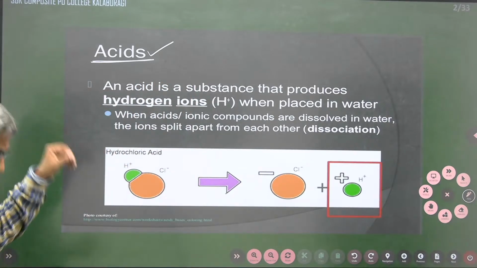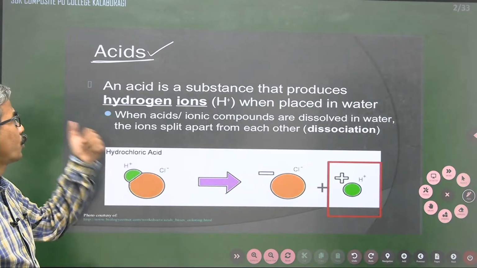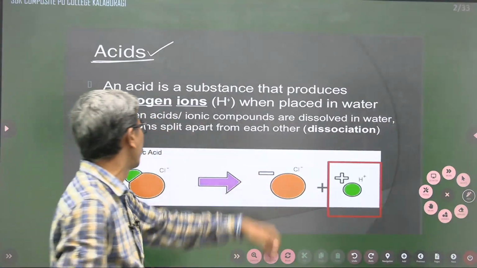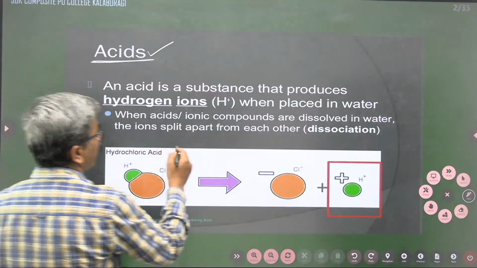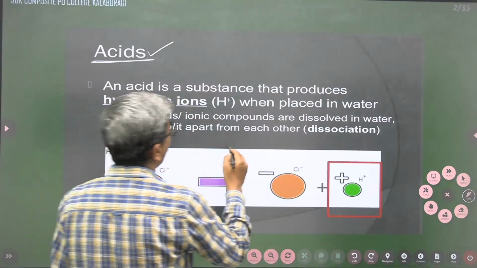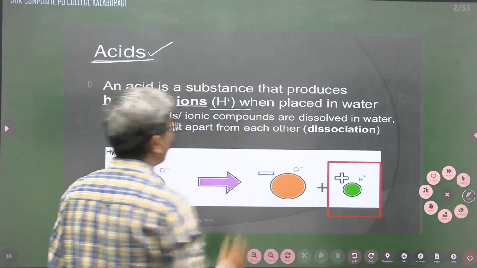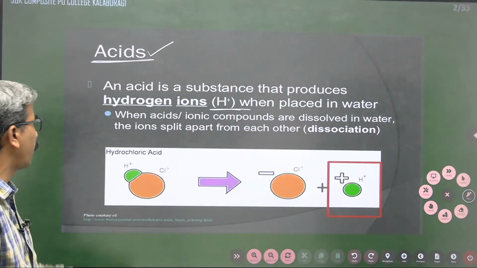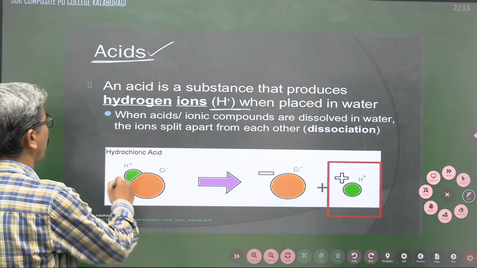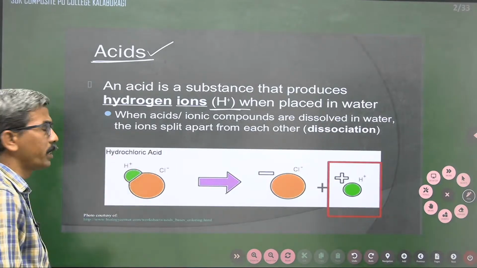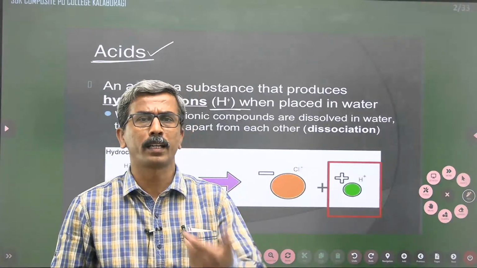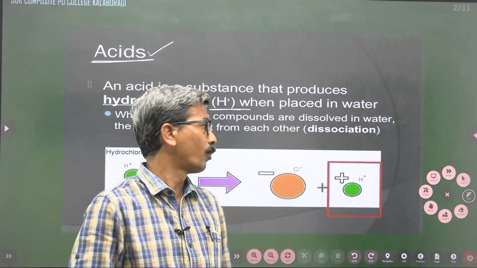When you take a chemical substance and dissolve it into water, if it splits or produces H plus ions, then those substances we are going to call acids. Once again, here I have taken the same example which I included in the previous slide, to explain what acids are.